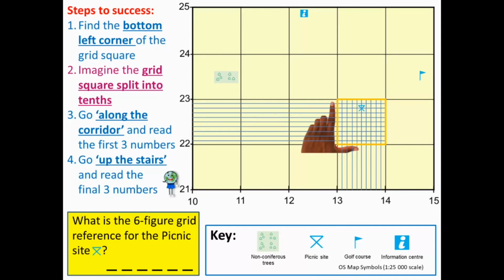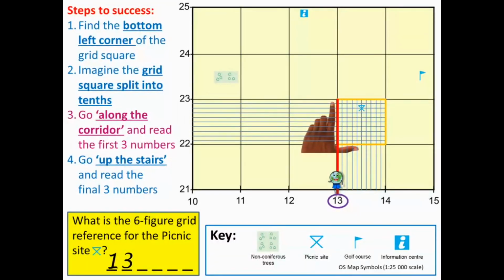Now step 3. Step 3 tells us to go along the corridor to read the first three numbers, and this is the first step that we would use to find the four-figure grid reference too, so you should be familiar with this. So let's find the line that goes through the bottom left corner, and we'll watch Shorty go along to identify that line, and in this case it's the number 13, and that gives us the first two numbers of our six-figure grid reference.